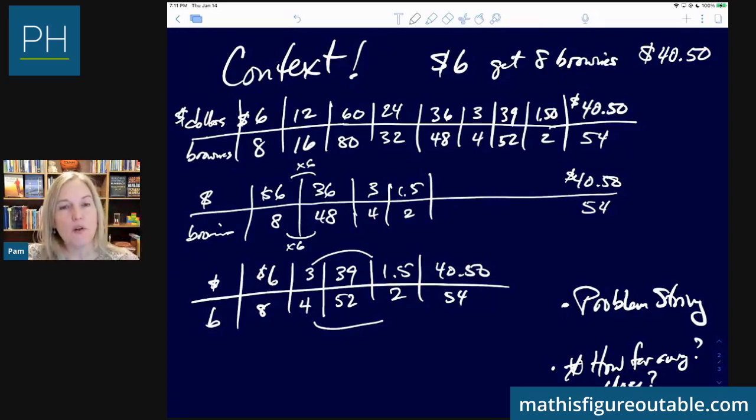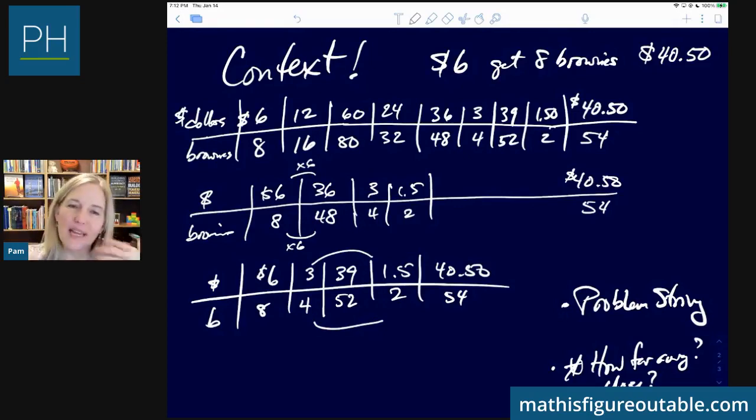After we've solved several contextual problems, and honestly, I would recommend that you do problem strings to help kids get really good at some contexts. Use a few really nicely chosen contexts and do a lot of problems with them. So I would do a lot of brownie problems. I wouldn't just ask the $40.50, but I would do a problem string where there are several problems I would ask about this 6-to-8 ratio.